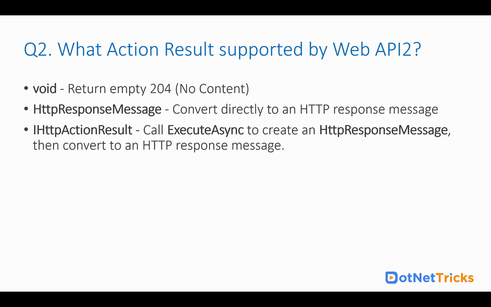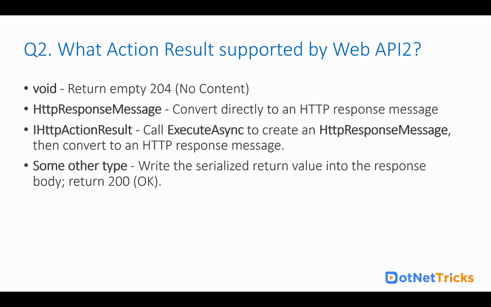So ultimately, the IHttpActionResult return type is going to create the HTTP response message behind the scenes with the help of the HttpResponseMessage class. IHttpActionResult is a wrapper around the HttpResponseMessage, which creates the HTTP response by executing the ExecuteAsync method. You can even use some other type as well, where you can return the status code as 200.